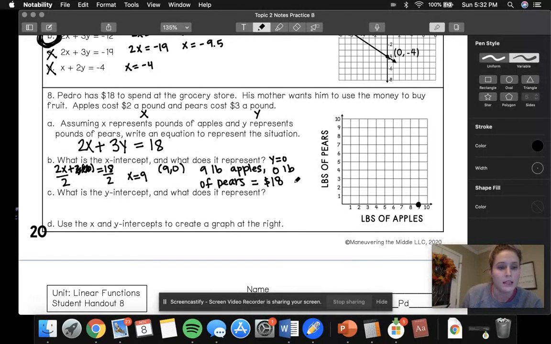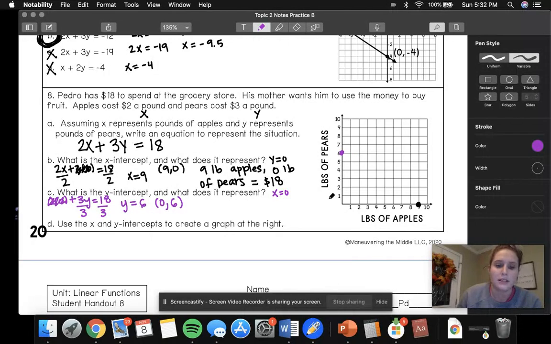Okay. Then it says to find the y-intercept. Okay, so the y-intercept is when x equals 0. I want to know where it crosses the y-axis. So I'm going to rewrite the function when x equals 0. 2 times 0 is 0. So now we have 3y equaling 18. So I'll divide by 3, and I get y equals 6. So as an ordered pair, this is when x equals 0 and y equals 6.